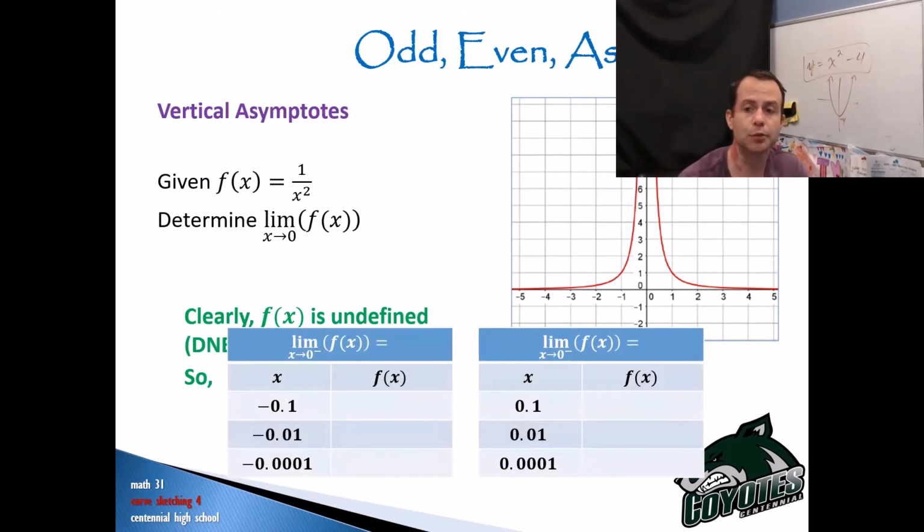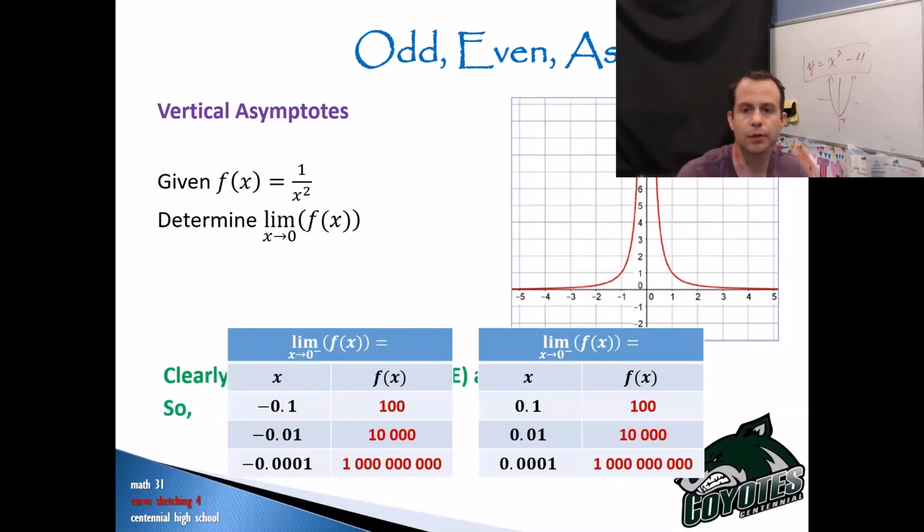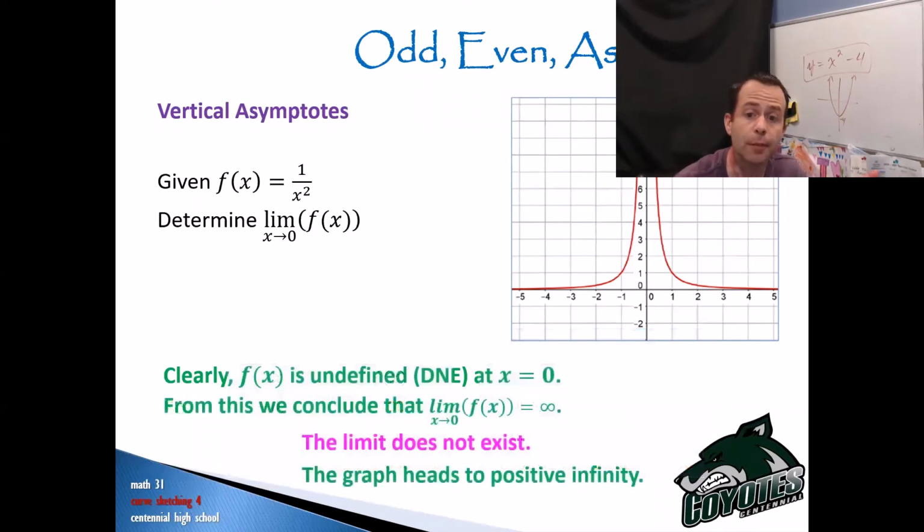Okay, so I've given you a couple of numbers to try. I'd like you to plug these numbers in your calculator and get values out for me. You can pause me and do that. Welcome back. Here are the numbers that you should have gotten. Okay, and we can clearly see right now that those y values are increasing. We say y increases without bounds. They're just getting bigger and bigger and bigger. So from this we can conclude that the limit of f of x as x approaches 0 is infinity.